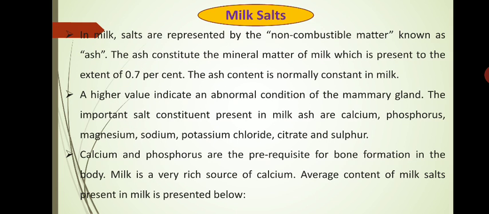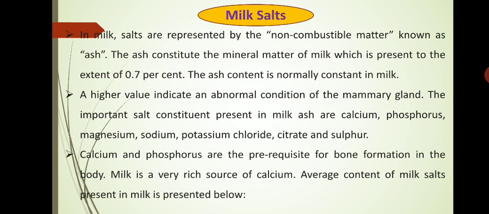Now next, milk salts. In milk, salts are represented by non-combustible matter known as ash. Basically salts in milk are termed as non-combustible matter, and they are better known as ash. The ash constitutes the mineral matter of milk, which is present to an extent up to 0.7%. The ash content is normally constant in milk. Okay, a higher value indicates an abnormal condition of the mammary gland. So if you find salts in higher amount, then it is considered an abnormal condition of the mammary gland.